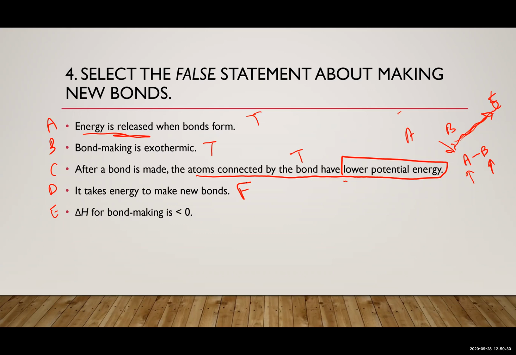So you already found the false statement, so no worry about E, but E is also true, because delta H less than 0 means negative. Negative means exo. We know that when a bond is made, it's exo, so that would also be true. Okay, so these kinds of questions can also be asked.